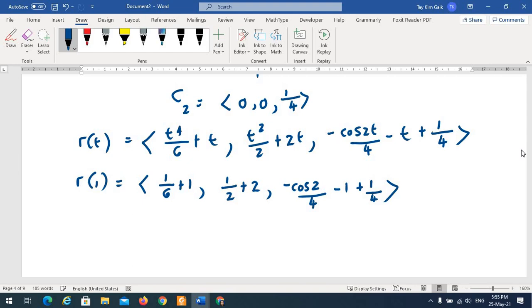Okay, then you can combine: 7 over 6, 2 and a half, so 5 over 2. This is negative cos 2 divided by 4. Okay, so negative 3 over 4. Okay, this is r when t equal to 1.